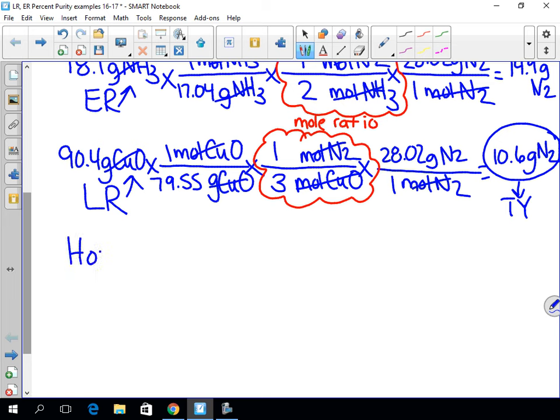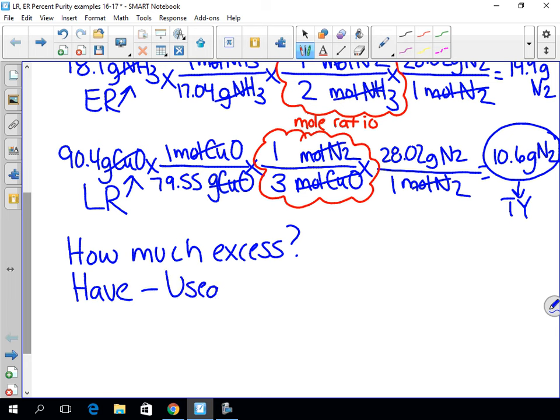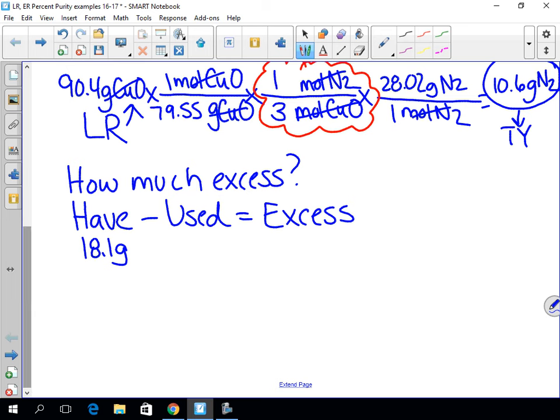To figure out how much excess there is, we're going to take the amount that we have, subtract how much we used in the reaction, and that'll tell us how much excess we have. We already know how much we have because that was given to us at the beginning. We're starting with 18.1 grams, but we need to figure out how much we actually used. That's going to be based on the limiting reactant. That's why it's so important to find at the beginning, because everything else works off that limiting reactant.